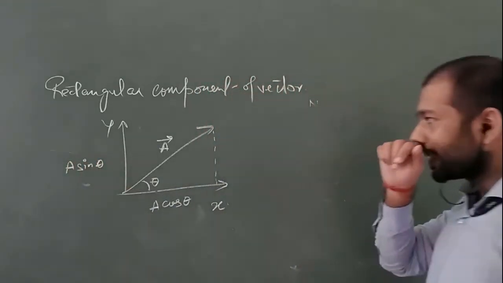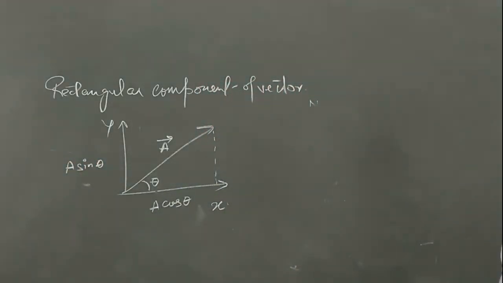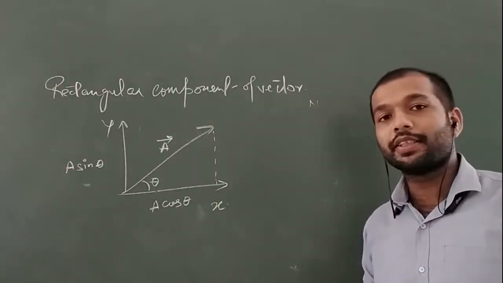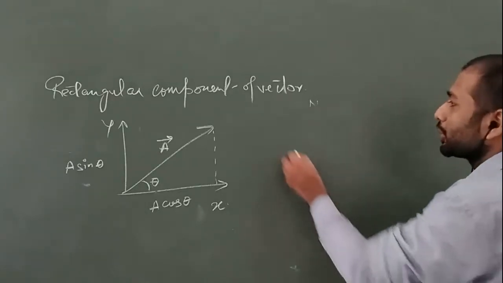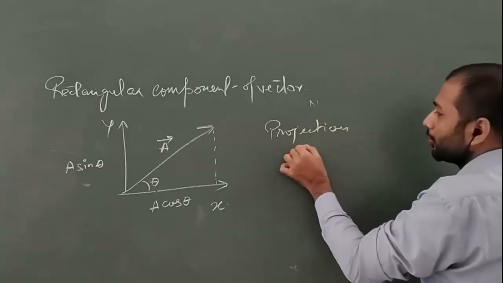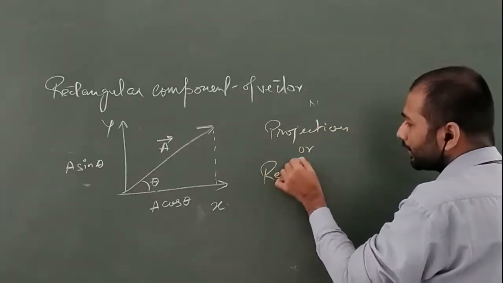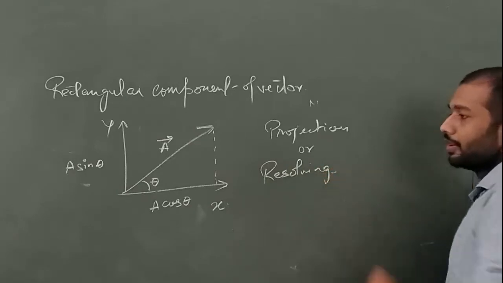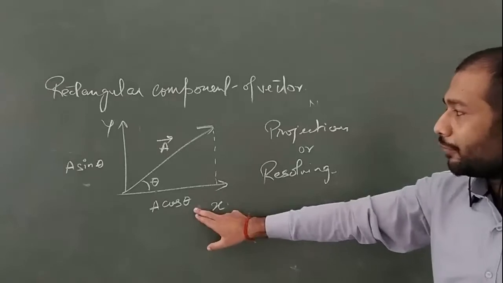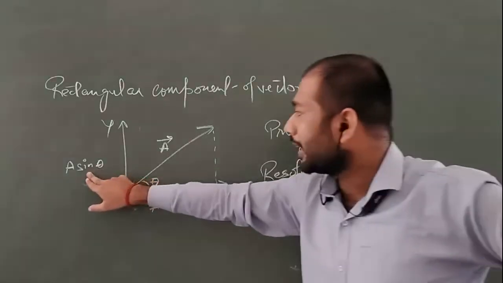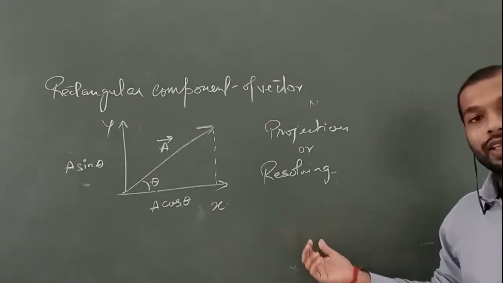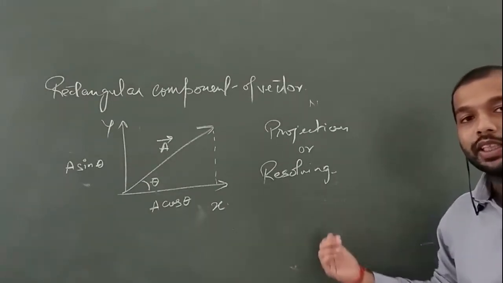Okay. Now this A sin theta and A cos theta is known as the method of resolving a vector. You can say resolving a vector, or you can say projection of a vector. Both are the same terms that we use for this method that we have done here. Alright. So now if you are getting a value of A in the x-axis and in the y-axis, you can write the rectangular components of the vectors by using i cap, j cap and k cap.